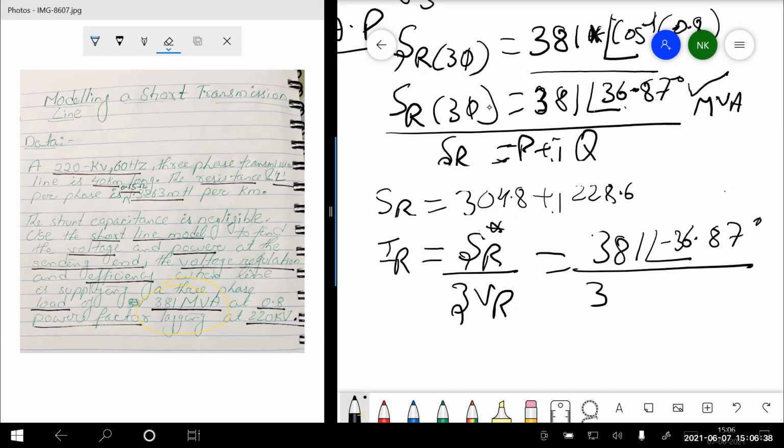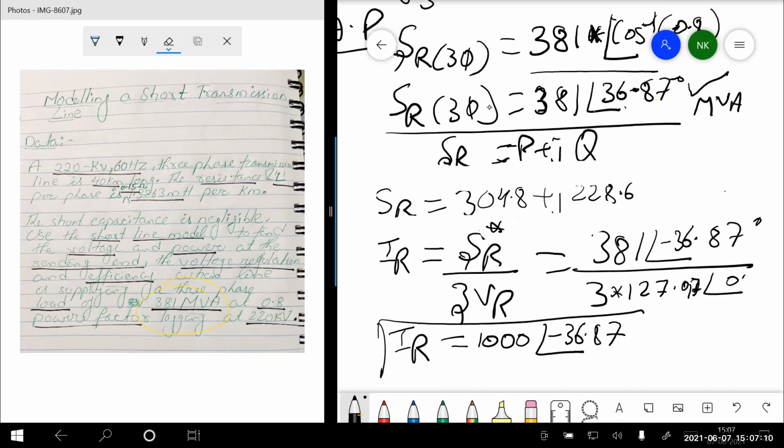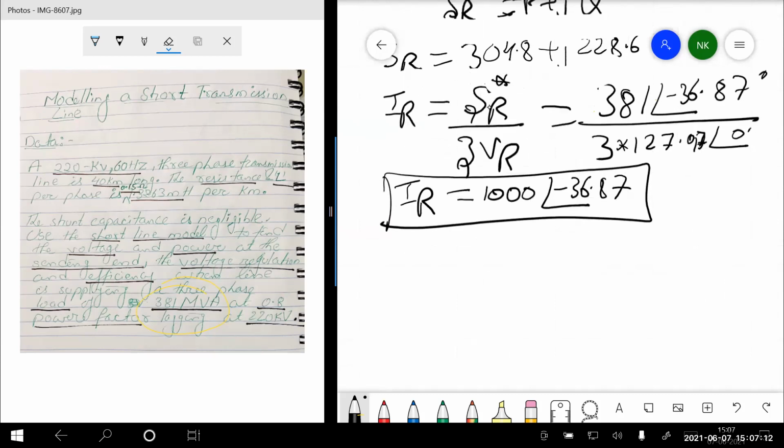What will be your VR? VR for this is 127.017, angle was 0 degree, right? So what will be your IR? IR would be 1000, and the angle would be the same, it will be minus 36.87. It will be in this manner.